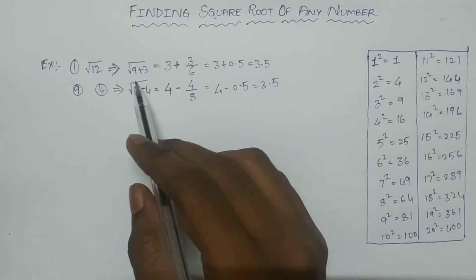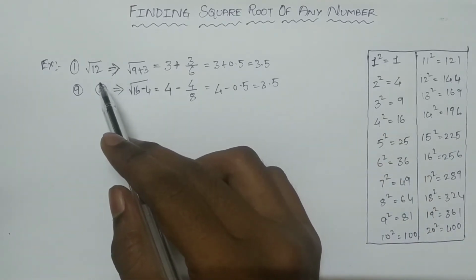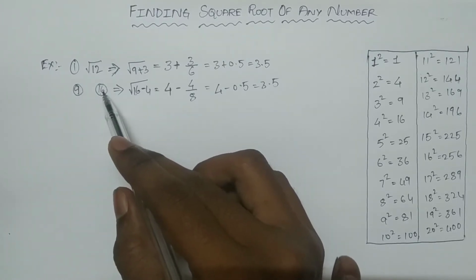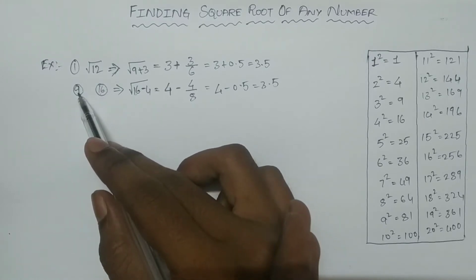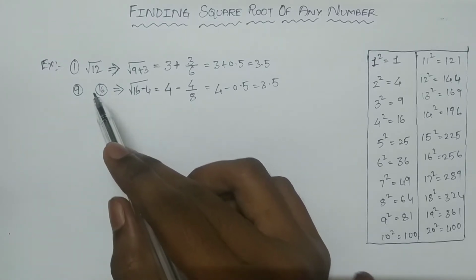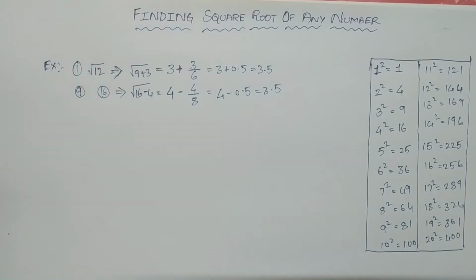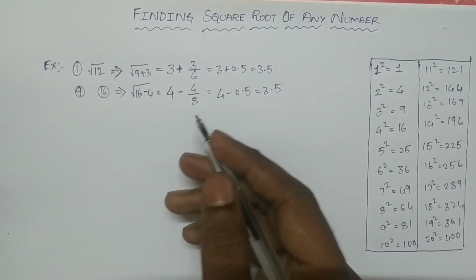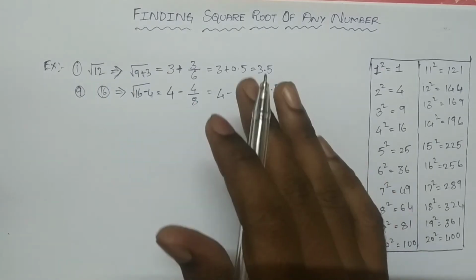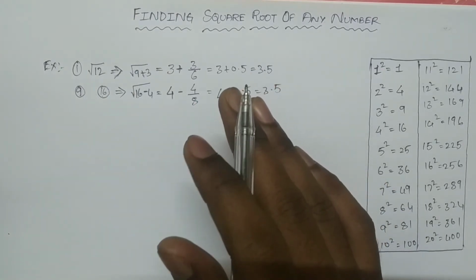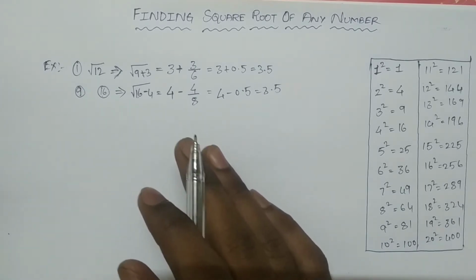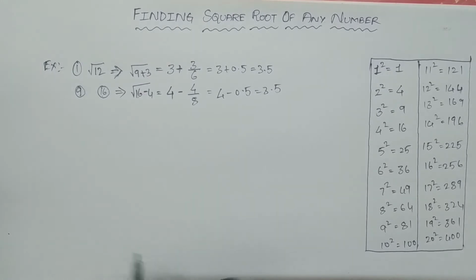We can do it either by the nearest smaller perfect square or the nearest larger perfect square. By seeing this you will understand how it has been done. For simple understanding, I am going to give a formula. I am going to write this method in the form of a simple formula.